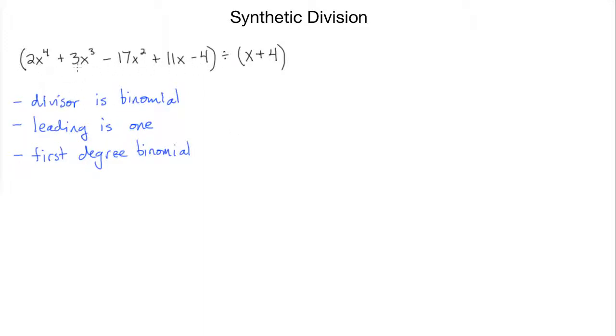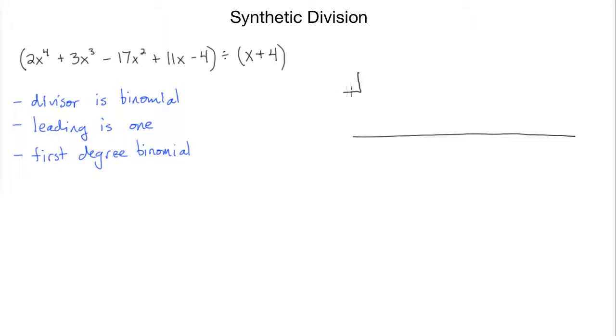Okay, but this example problem will work. So we have 2x to the fourth plus 3x to the third minus 17x squared plus 11x minus 4. And I'm going to divide all that by this binomial x plus 4. Since it meets these criteria, we can go ahead and do synthetic division. If it didn't, then I would have to go back and use long division instead to do the problem. All right, so here's how we set this up. I'm going to draw a little box up here, and then we need a line over here. We're just setting it up as we go.